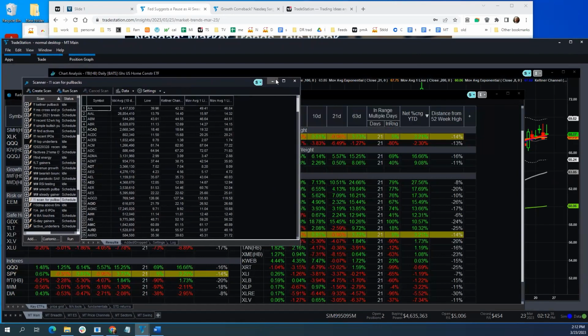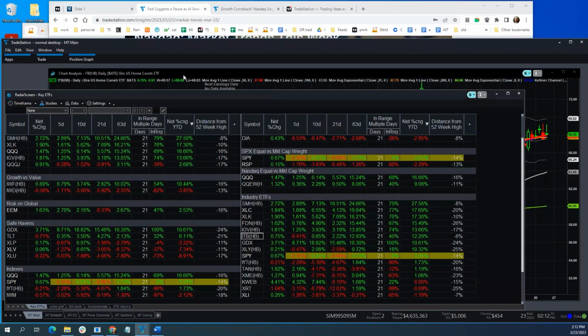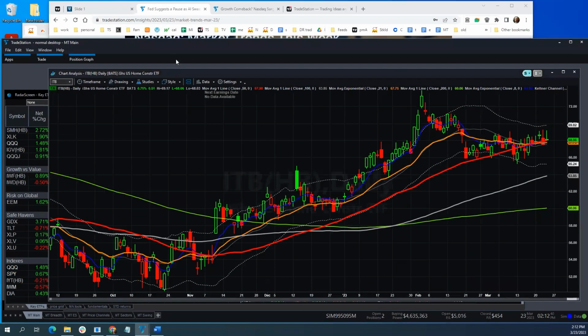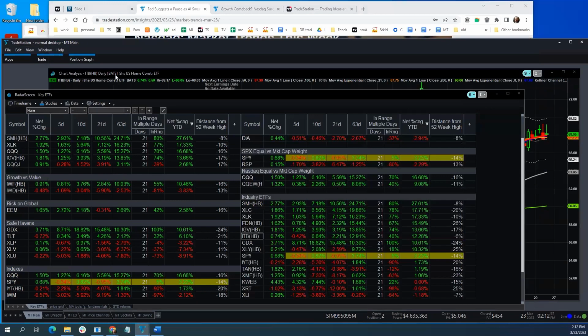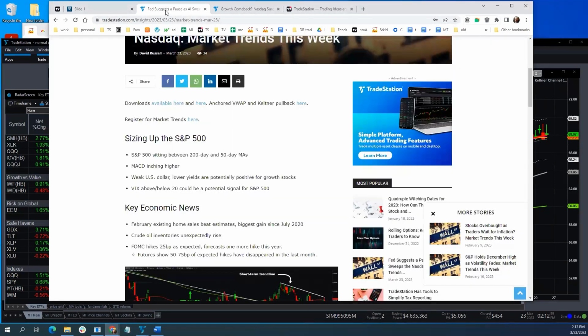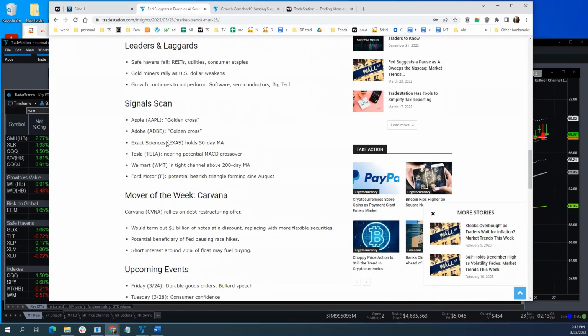All right, I'm just going to hide my scanner. What's also interesting though is I'm watching the VIX around 20, and it's staying above 20. So that is something here I think we need to be aware of and kind of be careful of. I think also we have to realize when you look at the timing, we go down here, look at the bottom where I say upcoming events.